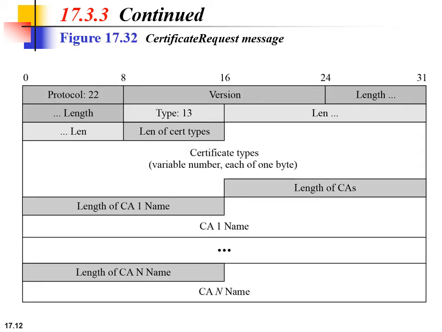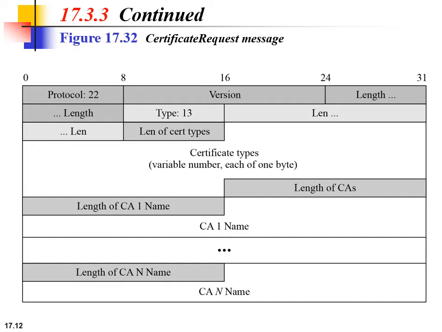Certificate request message. The certificate request message is sent from the server to the client. The message asks the client to authenticate itself to the server using one of the acceptable certificates and one of the certificate authorities named in the message. Then there are different fields here. So the value of the type field is 13.